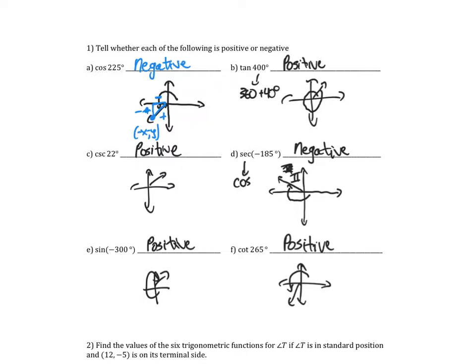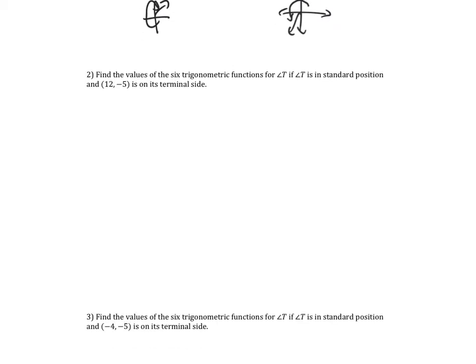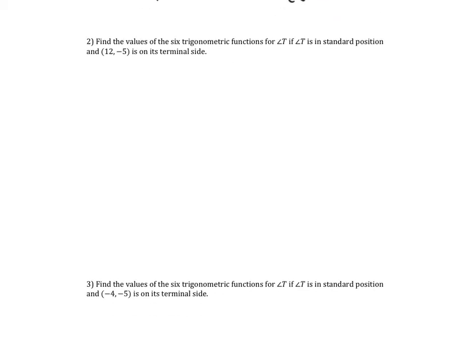All right, so the last thing I want to do is just work through a couple of examples of a type of problem that you could see. There's a few of them on here that are all pretty similar, so maybe we just do the first one together and then we'll go from there. So number 2 says find the values of the 6 trig functions for angle t if angle t is in standard position and (12, negative 5) is on its terminal side.